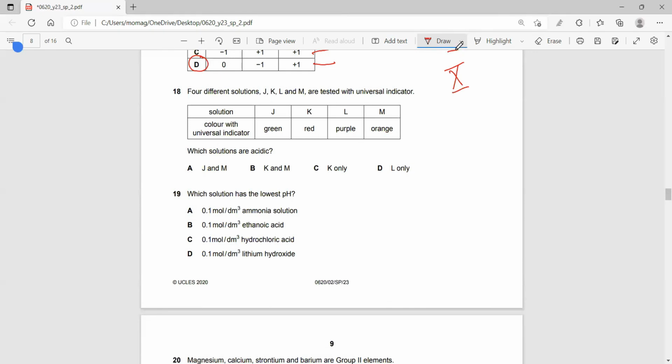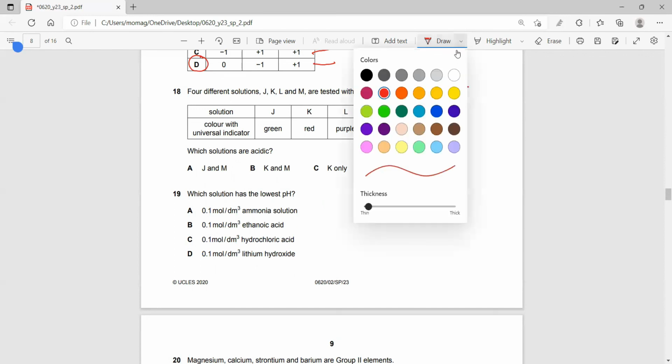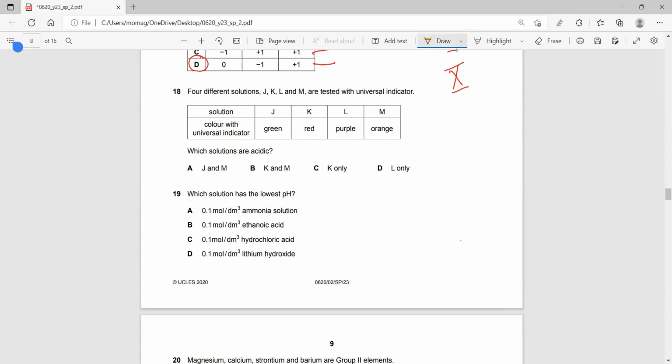Question 18. What indicator? We have many indicators in our syllabus. Inshallah, I'll make a complete video for the indicators. Universal indicator. Remember, rainbow. Do you remember the rainbow colors? If you can recall them: red, orange, yellow, green, blue, indigo, violet.